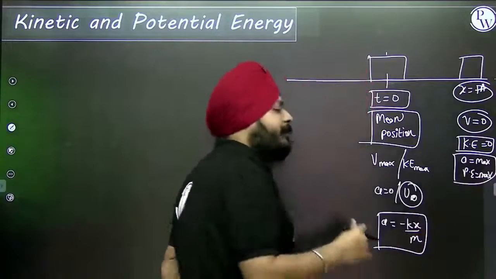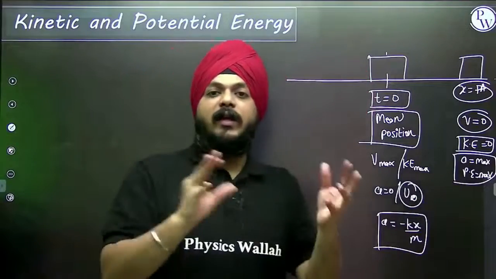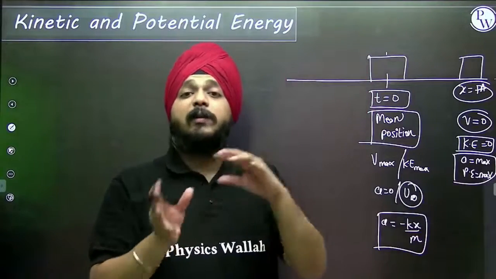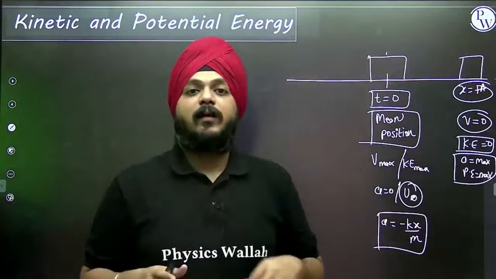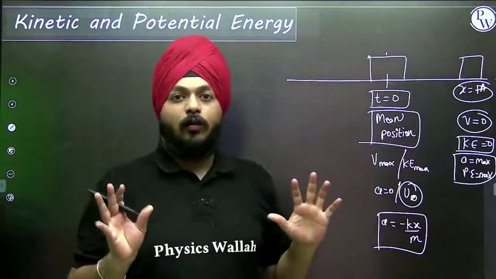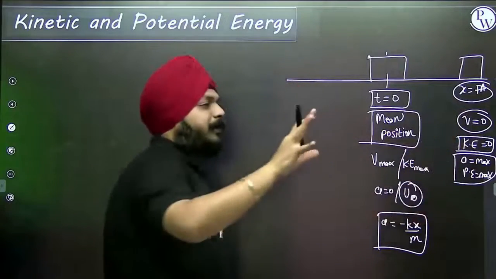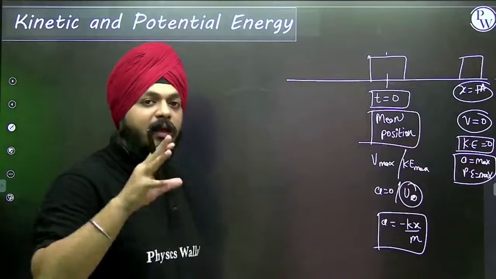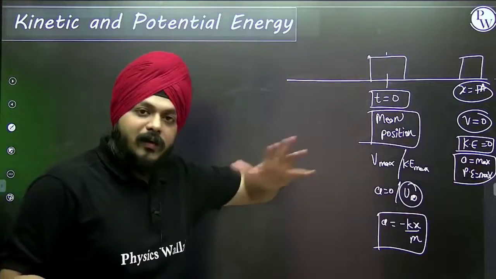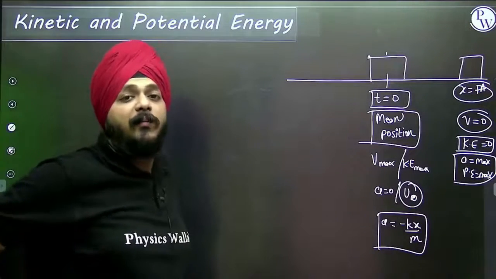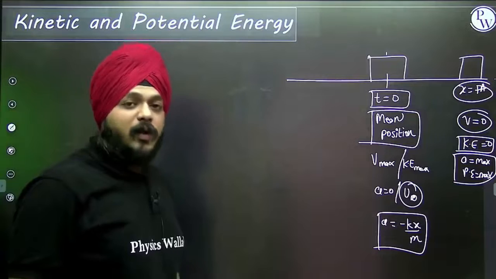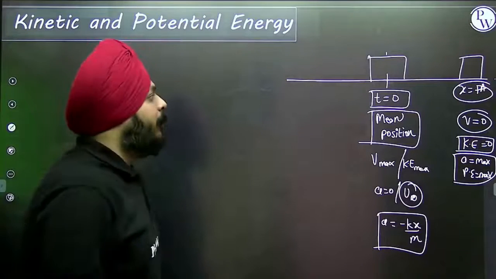Actually it is not that much zero. Whatever the variations are going on, it is going on between minimum and maximum. Nothing is perfectly zero. Here the velocity, for theoretical purposes, is zero, but practically nothing is zero. Whatever the variations are, they are between the maximum and minimum.